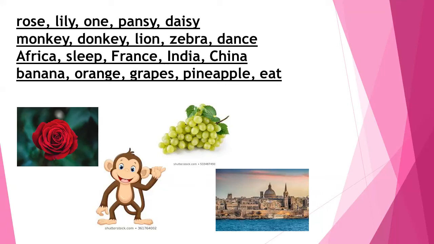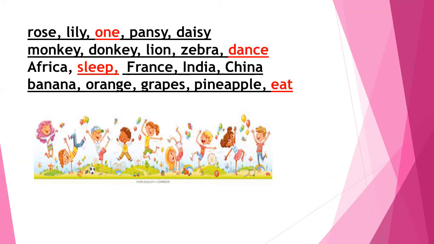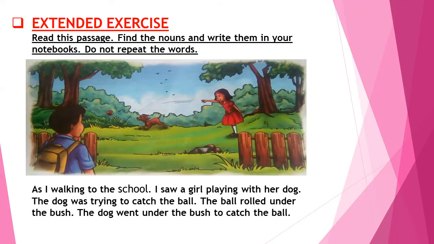In the last line, you have been given some fruits' names. The fruits' names like banana, orange, grapes, pineapple, eat. Which one is not a noun here? And which one is not a fruit name here? Yes, eat. Okay, in the next slide, you have been given the solved exercise. Now move on to your next slide.